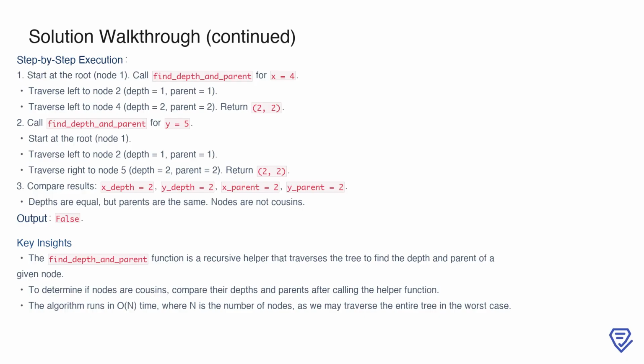Comparing these results, we see that while the depths are the same, the parents are also the same. Both nodes share parent 2. Since cousins must have different parents, the output here is false. This highlights that the helper function, which retrieves depth and parent information, is crucial for accurately determining cousin relationships. The algorithm efficiently solves the problem in n time, where n is the total number of nodes in the tree.